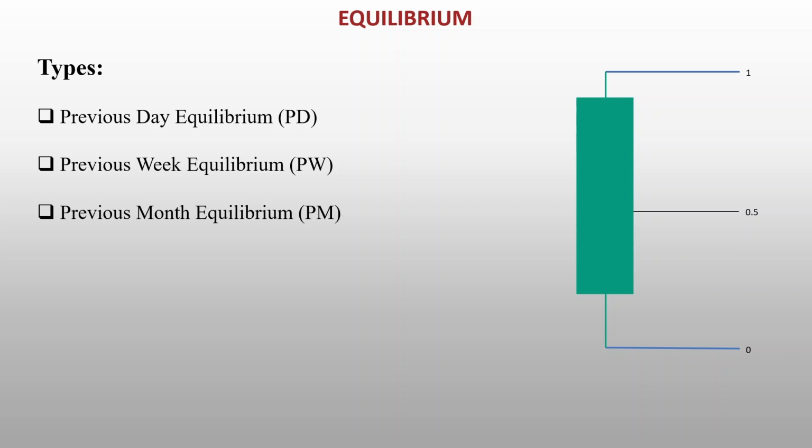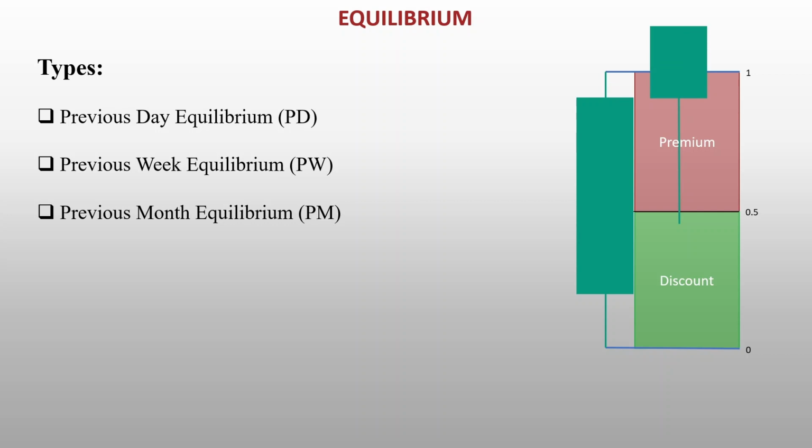Below 0.5, what do we have? Discount. Above 0.5, what do we have? Premium. Now a new daily candle has started. The new daily candle went down and it dipped into the discount zone. From here, institutional buyers came in. The banks had limits here. They bought here, then the market boom went up and closed with a bullish candle.